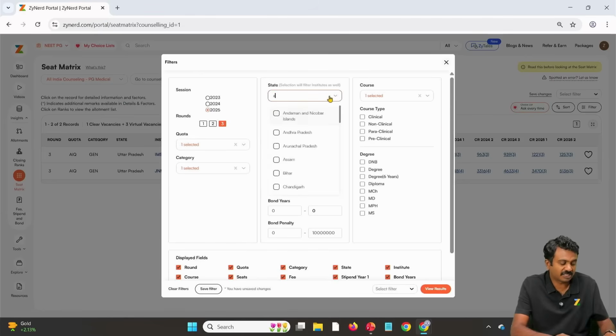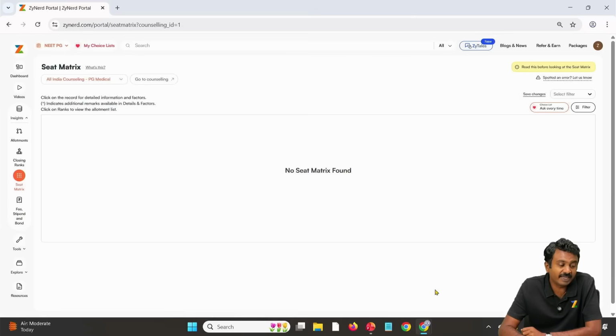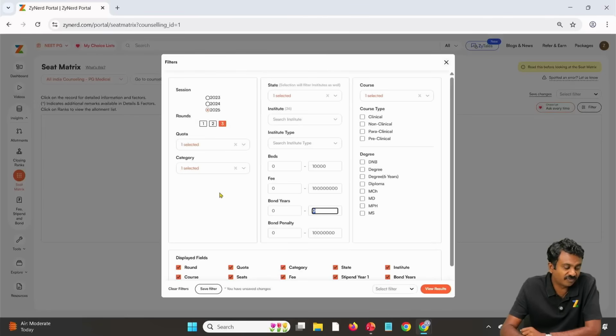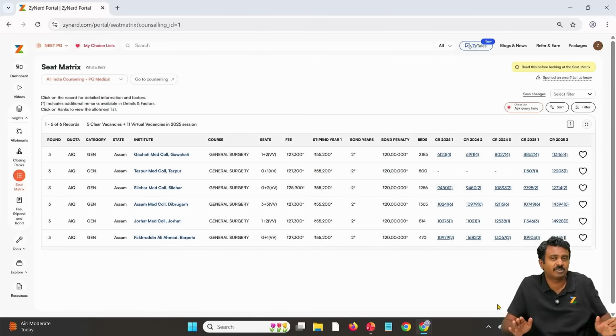Where is it most helpful? I am looking at an institute like Assam. That is what I might get because my closing ranks are in the rank range of, let us say, my rank is in the range of, let us say, 10,000, around that rank range. I might get Assam or similar seats at 10,000, 11,000, etc. I might get Assam. I'm looking for Assam. I have no clue about general surgery in Assam.